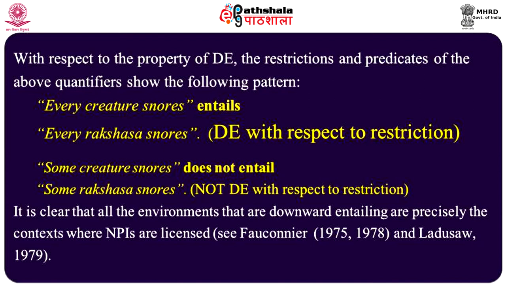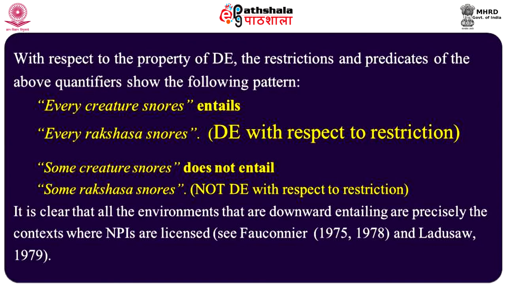NPI is bad in both cases of some. For example, in the case of restriction, some creature snores does not entail some Rakshasa snores. And in the case of predicate, some Rakshasa snores does not entail some Rakshasa snores loudly. NPI is acceptable in both the restriction and predicate of no. For example, no creature snores entails no Rakshasa snores, and no Rakshasa snores entails no Rakshasa snores loudly.